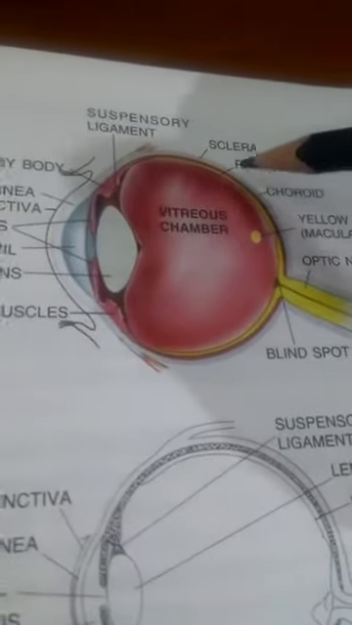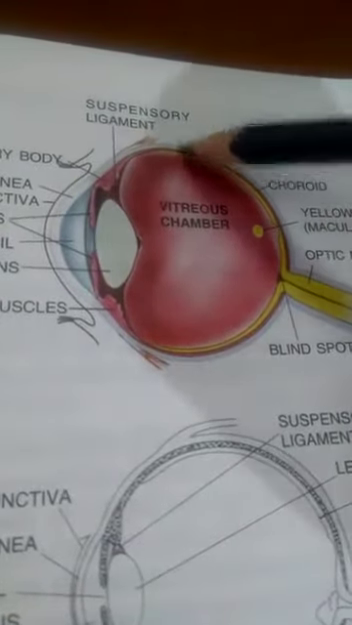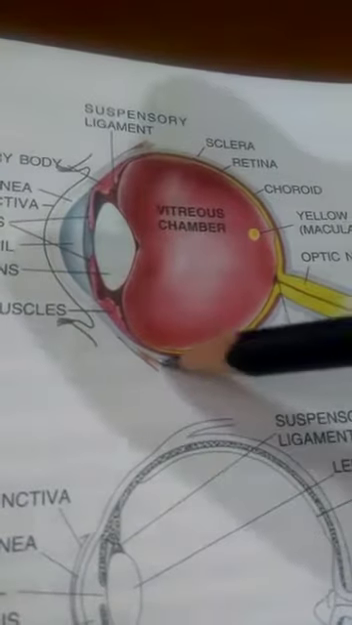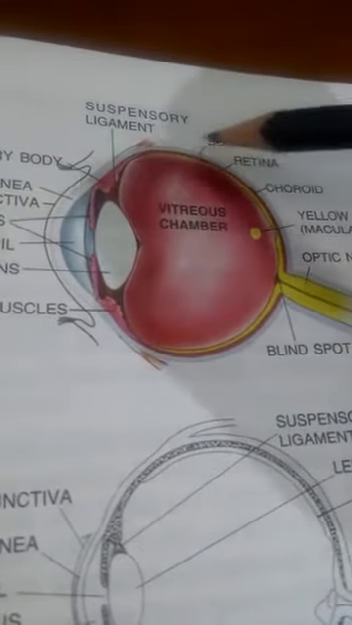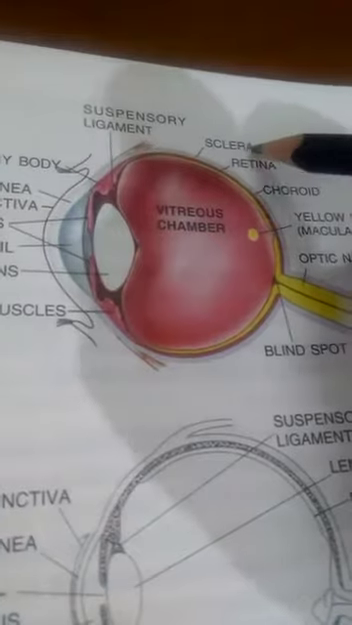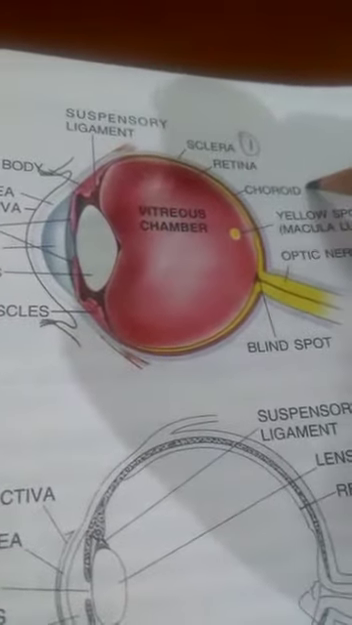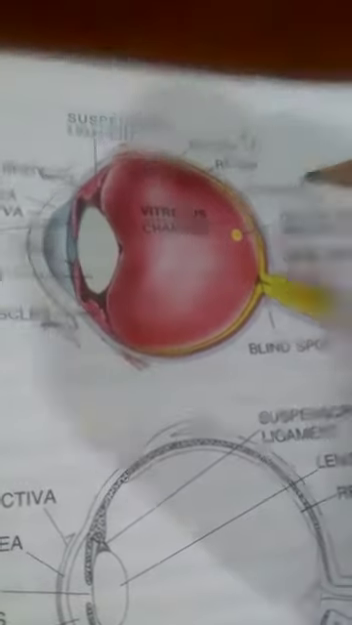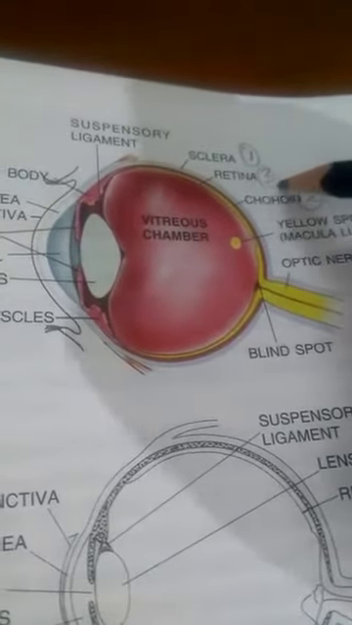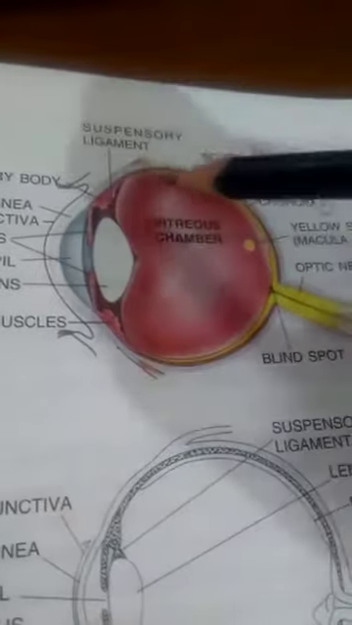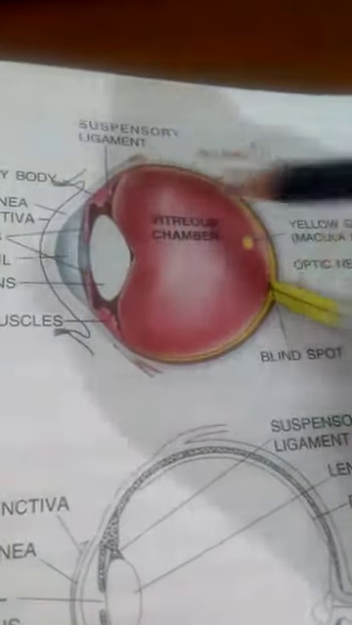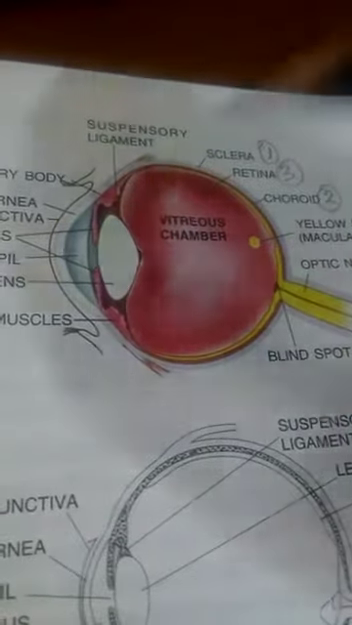First important thing in the structure of the eyeball is that the wall of the eyeball is made up of three layers. The outermost layer is called sclera, the middle layer is called choroid, and the innermost layer is called retina. So three layers are covering this eyeball, right?